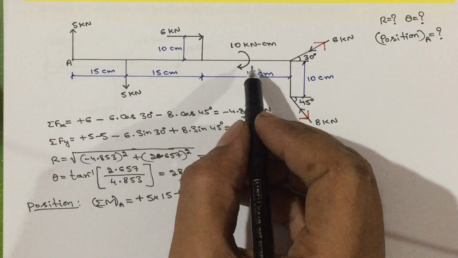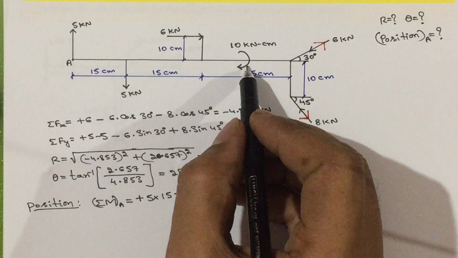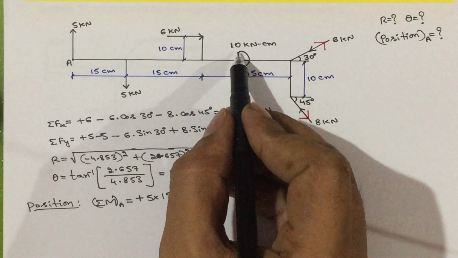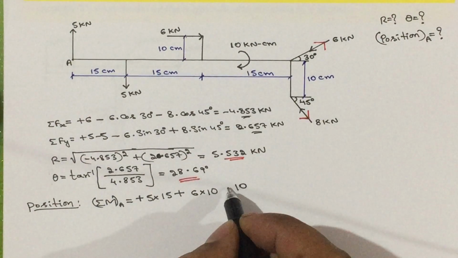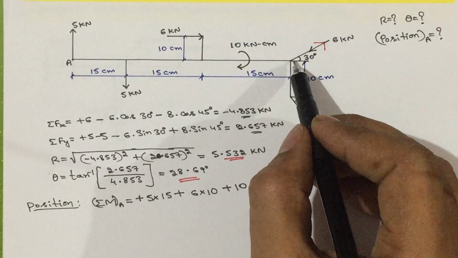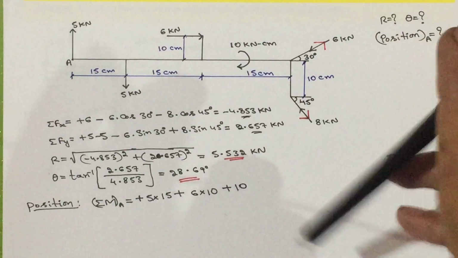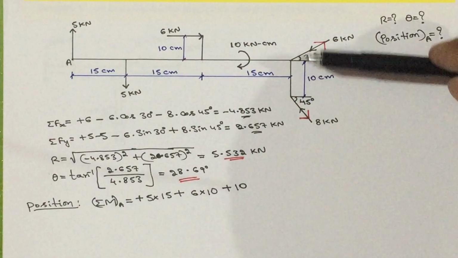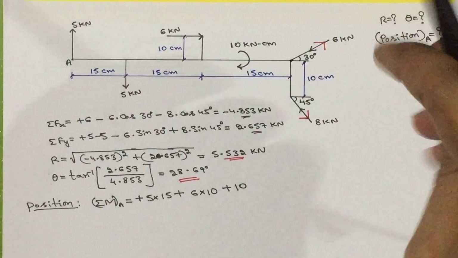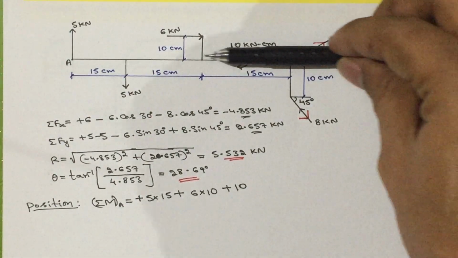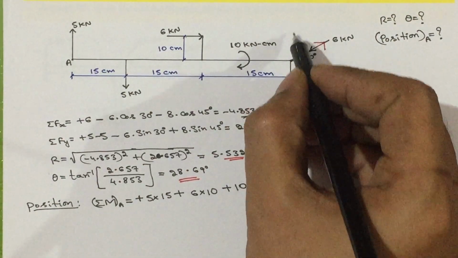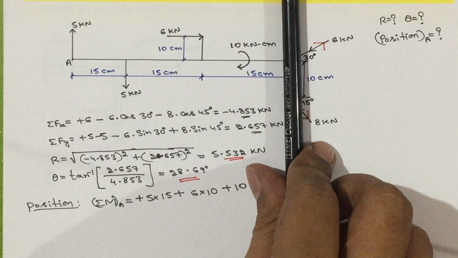As we already discussed, if the couple moment is given, directly write down the value, that is 10, and it is rotating clockwise, so it is positive. Then here we have the force 6 kilonewton. The horizontal component of this inclined force is passing through the point A, so it will become 0. Then the vertical component will act here.